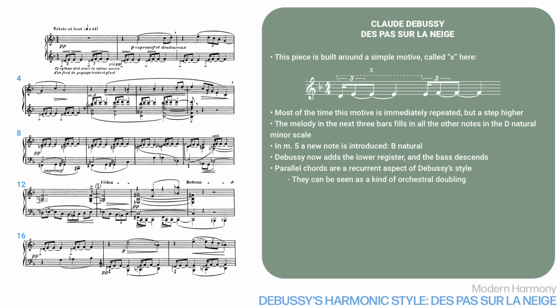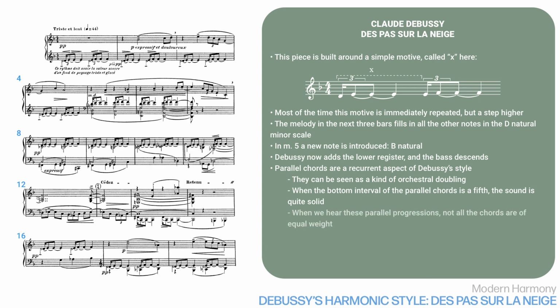In general, they can be seen as a kind of orchestral doubling, a way to color a given line and to enrich its sonority. And when the bottom interval of parallel chords is a fifth, the sound is quite solid. That said, when we hear these parallel progressions, not all the chords are of equal weight. The last chord in particular is the real goal. In this case, it's highlighted by longer duration and a change of texture in measure 7. This creates the first important punctuation in the piece.